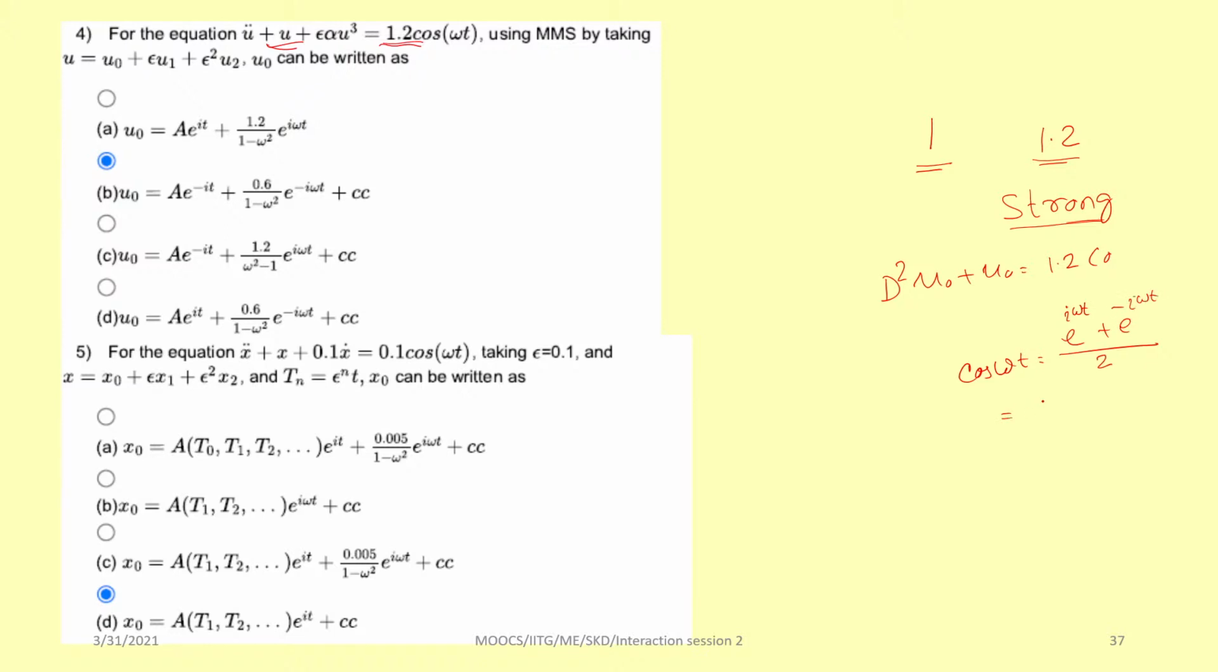So from here, you will have half e to the power i omega t plus half e to the power minus i omega t. So this plus c.c., you can write, this is the complex conjugate of this thing, and substituting this in terms of this cos omega t, you can have 1.2 by 2 e to the power i omega t.